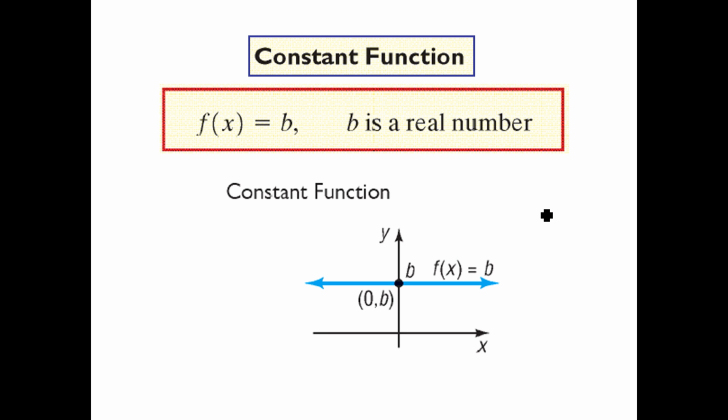Alright, so we're going to add a few more in. We won't go into all the details of these, but you should be able to recognize them and graph them when you see them. So f of x equals b, any number, f of x equals 5, f of x equals 10. We know that's the horizontal line going across here. Y-intercept at 0, b.